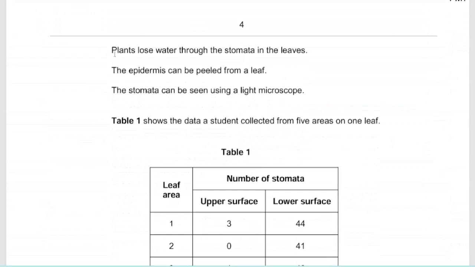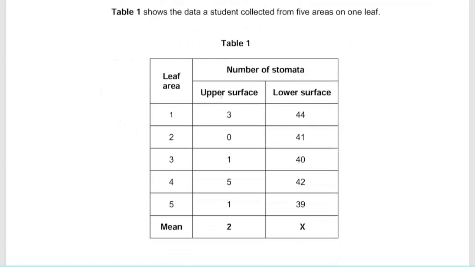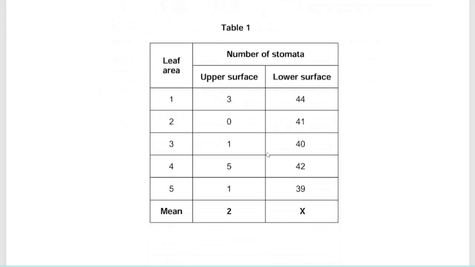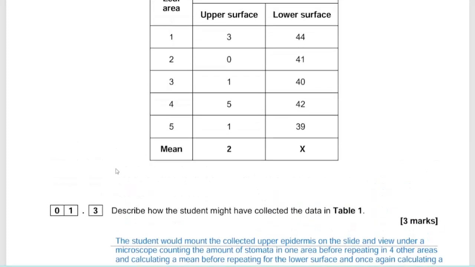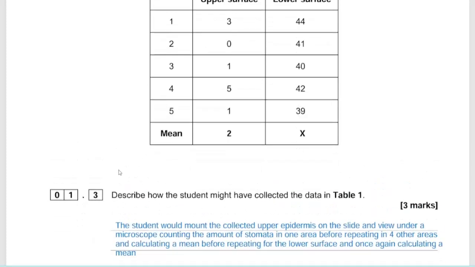Now here we're given a bit more additional information. They like to do this quite often. Plants lose water through the stomata in their leaves. The epidermis can be peeled from a leaf. The stomata can be seen using a light microscope. And we're just showing some data of the amount of stomata in a particular area for the upper surface and the lower surface. Now, 1.3, we're just meant to describe how the student may have collected the data in Table 1. It's a nice free marker.